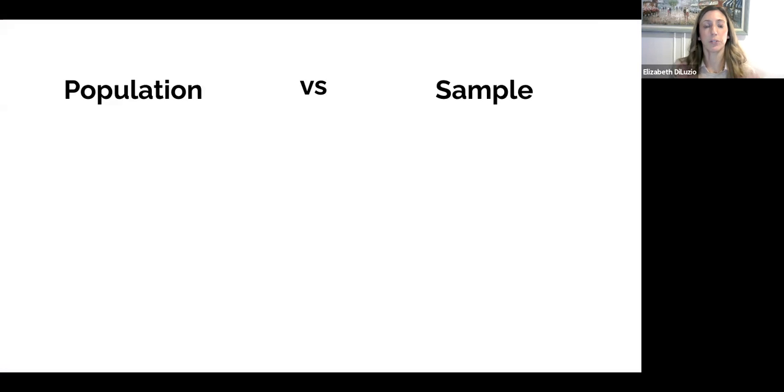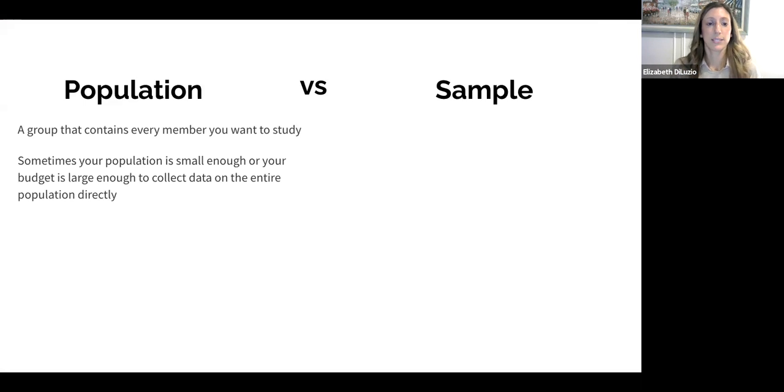When we're looking at the group, we have the whole population and we could potentially have a sample. Talking about Lower Merion, the population is all special ed students from K to 12. That's the group. It contains every member you want to study. Sometimes the population is small enough that it's very doable, our budget is large enough, and we can do it. And that data is called census data.